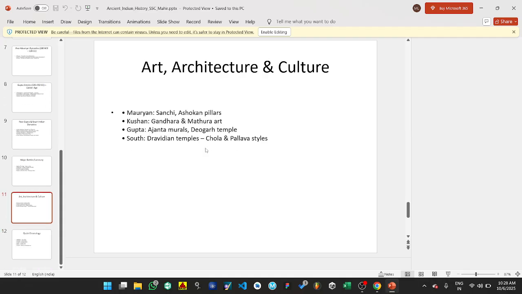Art, architecture, and culture. India's art evolved from rock-cut caves to grand temples. Mauryan polished pillars and stupas. Kushan Gandhara art blending Greek and Indian styles. Gupta Ajanta murals and classical sculpture. South India's massive Dravidian temples of the Cholas and Pallavas. Each dynasty added to India's rich cultural identity.